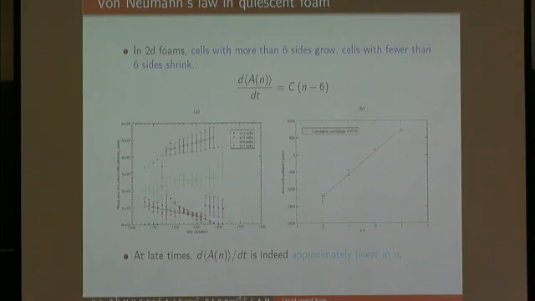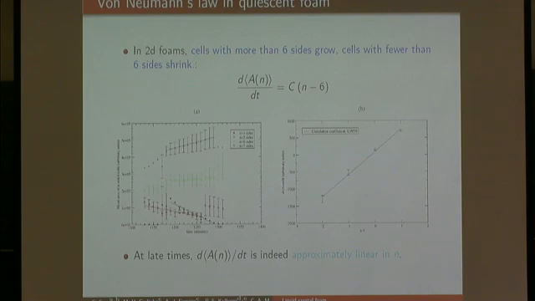So these stay about the same. These clearly increase in mean cell area. That's the 7s, whereas the 5s, and even more so the 4s, clearly go down. And if you plot this time derivative of the cell area versus n minus 6, indeed you get a straight line there with a fairly good agreement, I think. So this doesn't look too bad.